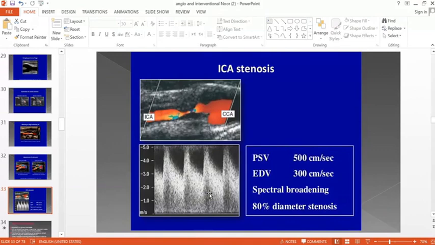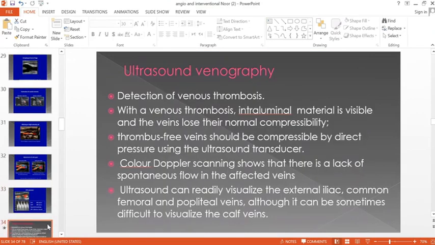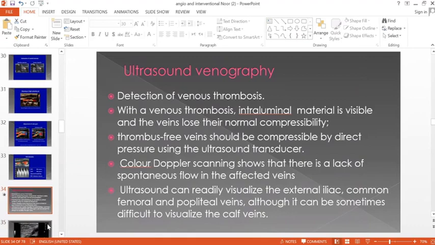Generally speaking, velocity will increase in an area of stenosis, and by knowing how many times it has duplicated, we can assess the degree of stenosis by knowing the degree of velocity rise. So this is the use of arterial Doppler in the analysis of stenosis or occlusions of the arteries.